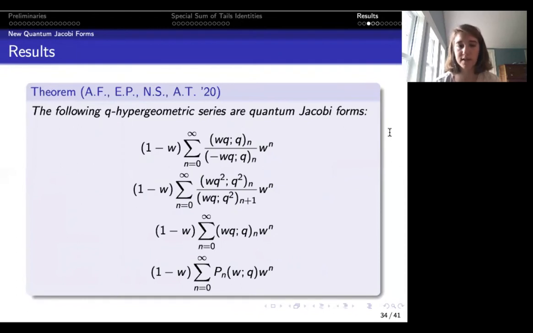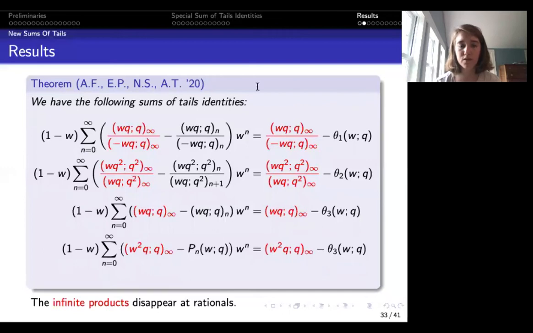And the proof of this has 2 parts. One of them is using the sums of tails to show that asymptotically as we go towards pairs of rationals, we will get a q-hypergeometric series on the left and these thetas on the right. The next part of the proof is to show that the thetas are quantum Jacobi forms, and we do that by relating them to known families of quantum Jacobi forms. This exactly mirrors what we did for the one variable case, where we had a q-hypergeometric series, the Kontsevich function, on the left, and a known quantum modular form on the right.